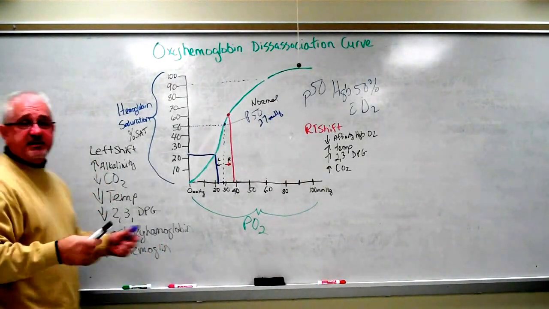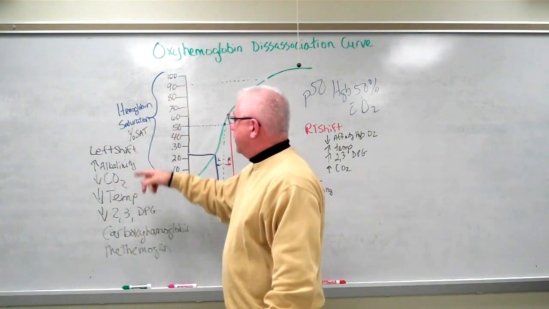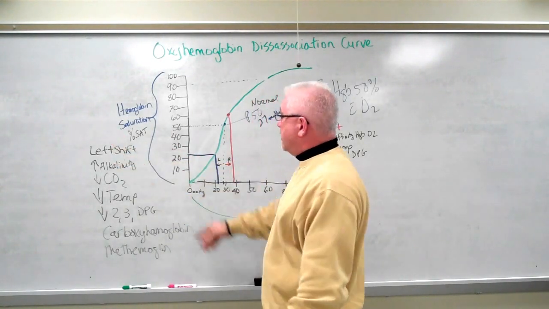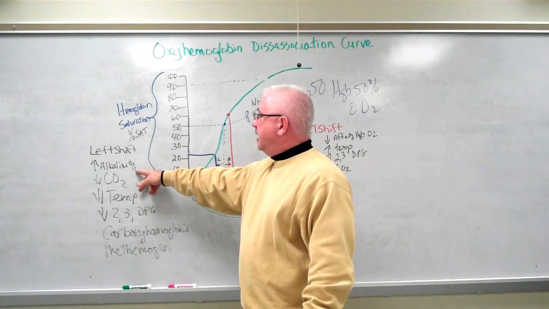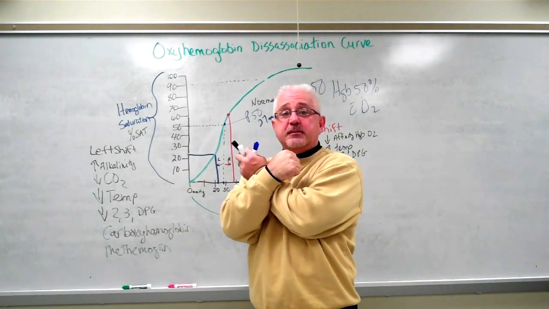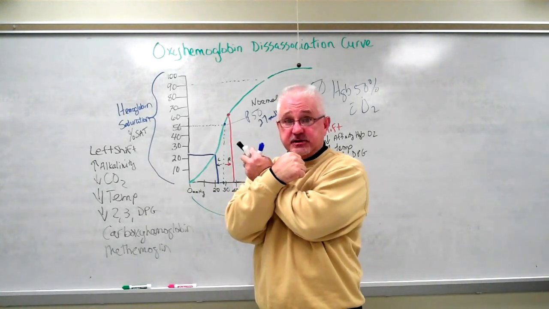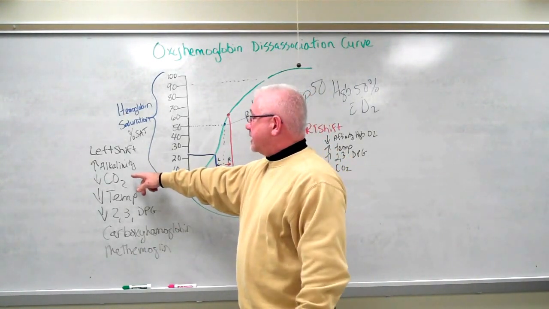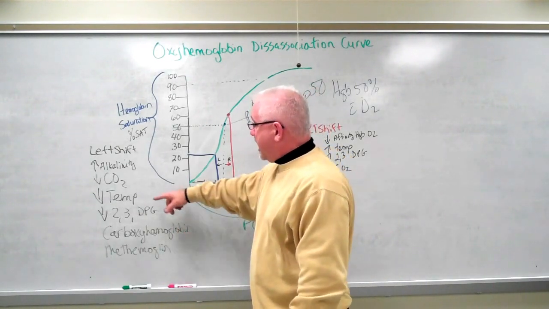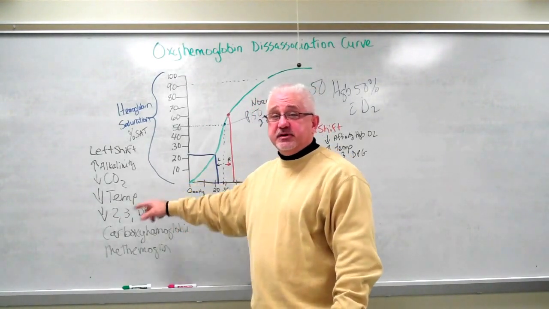Okay, now I'm going to talk about these for a few moments. We've already talked about the left shift. We're seeing the curve shift to the left, and that's showing that the patient has an increased alkalinity, a stronger bond of the hemoglobin molecule for the oxygen molecule. We're seeing that that could be caused by decreased levels of CO2, an increased pH, a decreased temperature.